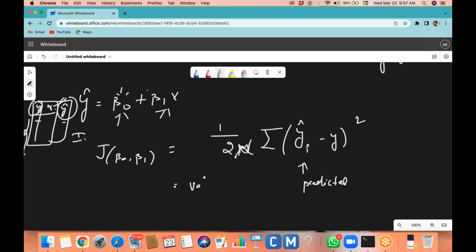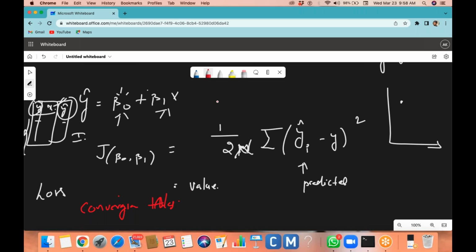This is your loss value. After finding this loss value, you would like to plot this loss. Then you would like to update the beta values. Updating the theta values, or the beta naught and beta values, we call the convergence theorem, or convergence algorithm.